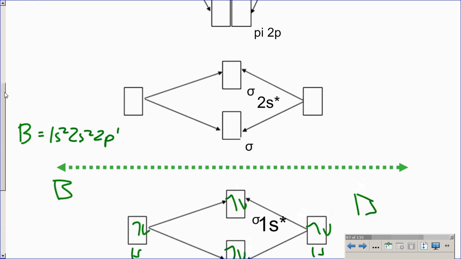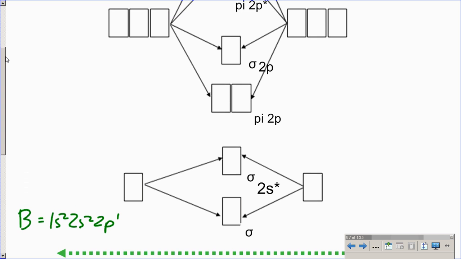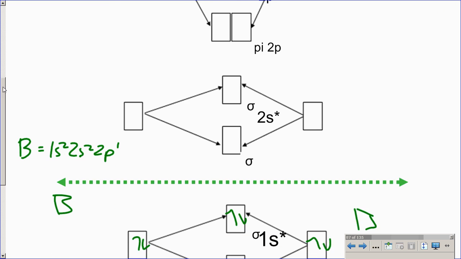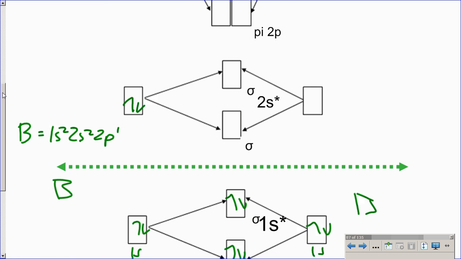And then we're going to do the p electrons. We have to go through 2s before we get to 2p, so let's do 2s first. We know they have 2 electrons in each of the 2s orbitals, so sigma 2s and sigma 2s star are both going to be filled up.